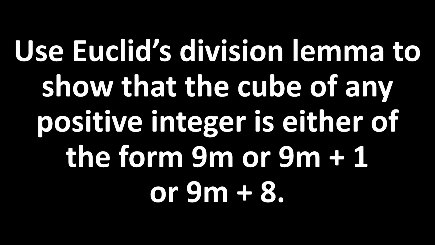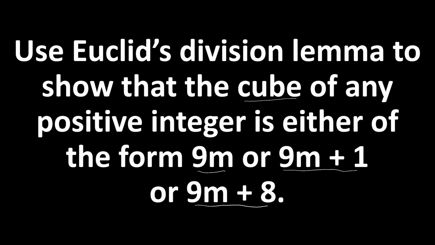In this video, we are going to solve question number 5 of exercise 1.1. The question is, use Euclid's division lemma to show that the cube of any positive integer is either of the form 9m, 9m plus 1 or 9m plus 8.